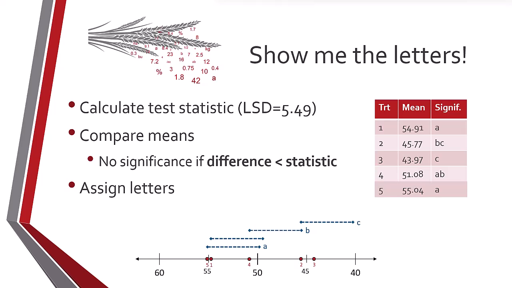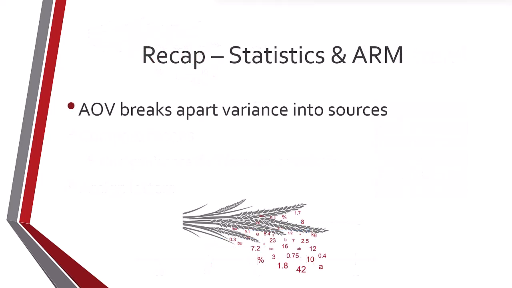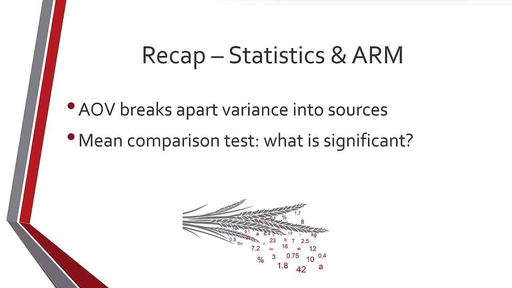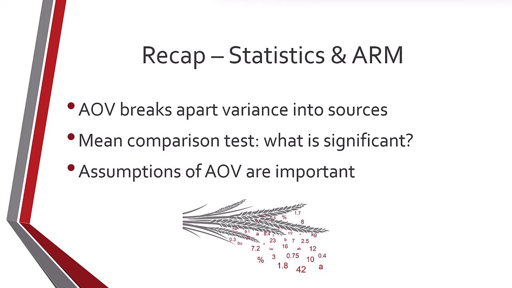In summary, the AOV analysis breaks apart the variance of observations into sources, then calculates a p-value probability. This is the probability that observed differences in treatment means could have arisen by chance. Then we perform a mean comparison test to determine which treatment mean differences are significant. But we must be cautious with this analysis. If the data does not fit the assumptions, we cannot rely on the results. Therefore, steps like data confirmation and data review are important prior to analysis and reporting of results.